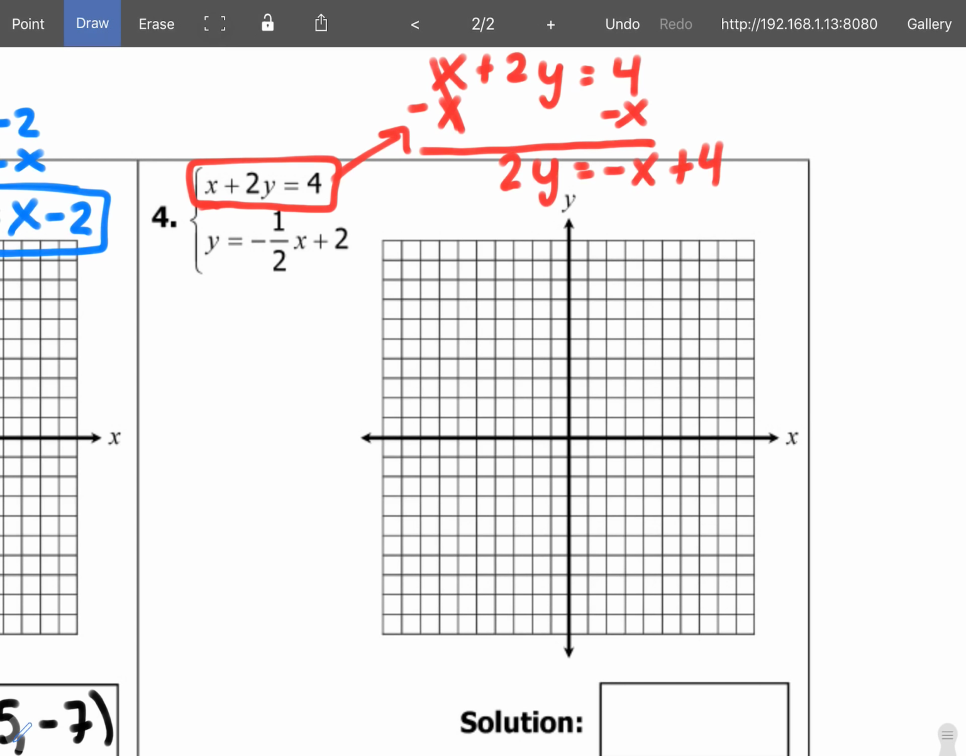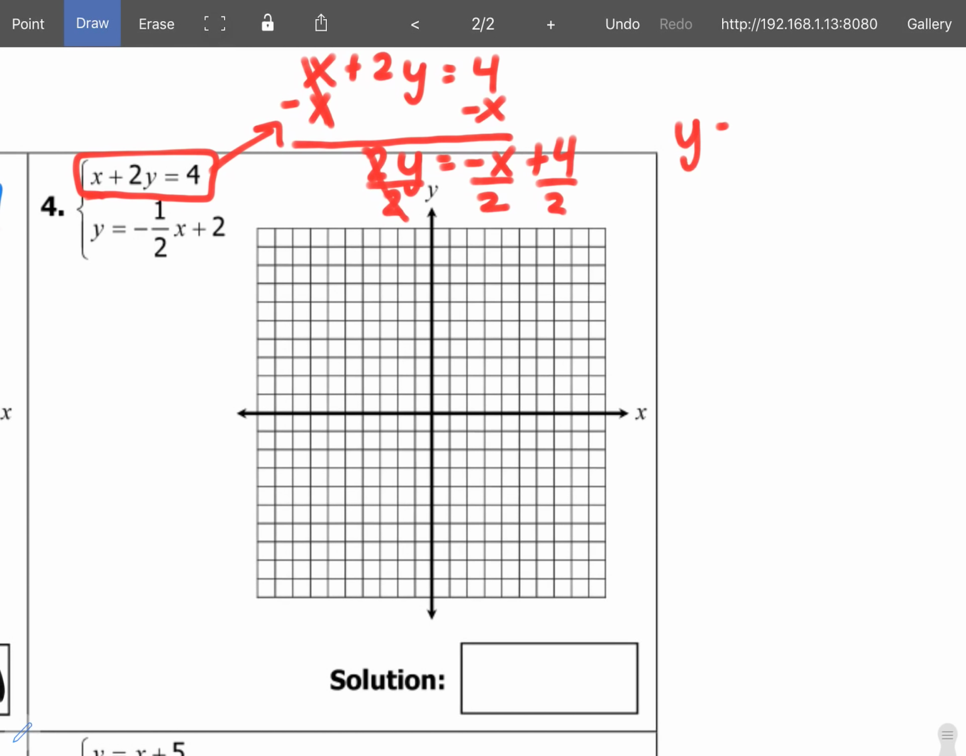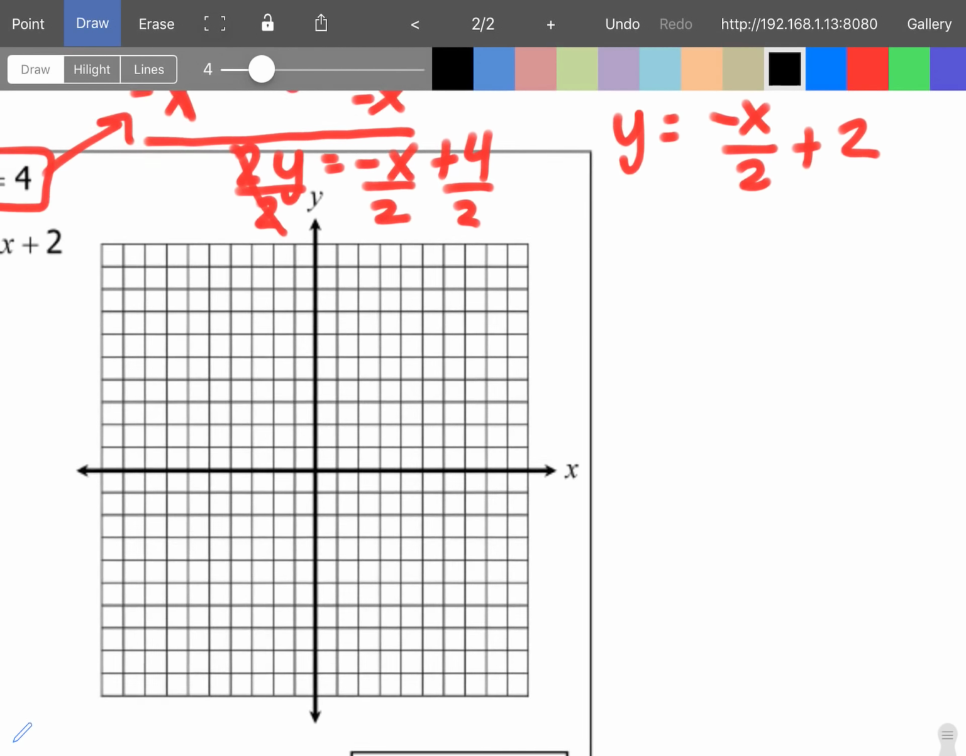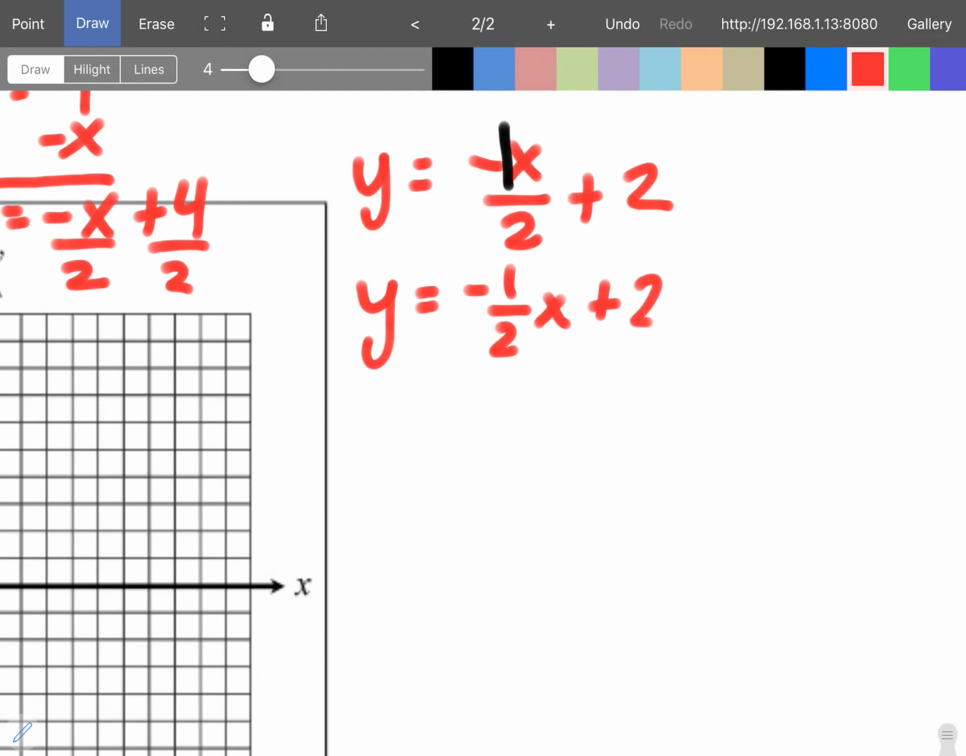To get y alone, my last step is divide by 2 to each piece. Remember doing it to each piece? The reason for that is because now we have y equals negative x over 2 plus, what's 4 divided by 2? 2, so plus 2. Now, look here. What number's in front of this x? Not a negative, it's just a negative 1, right? So if I'm going to rewrite this to make it look a little better, instead of writing negative x over 2, write negative 1/2 x. And then just carry that plus 2 down.